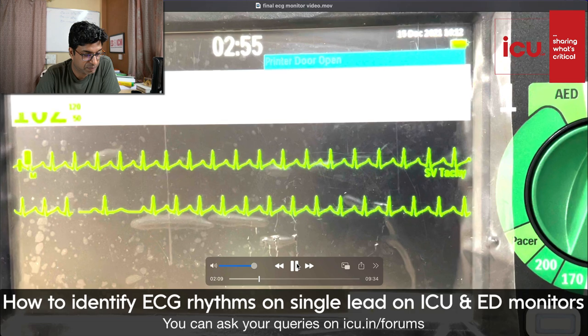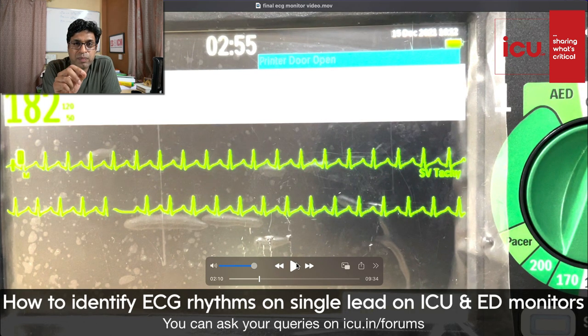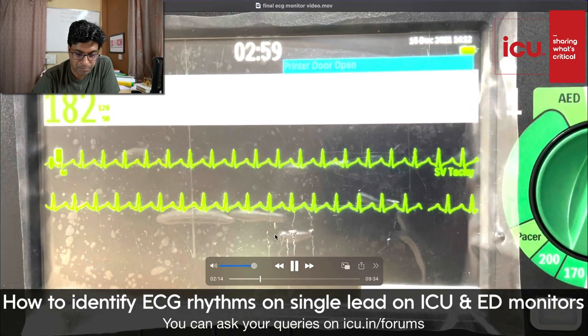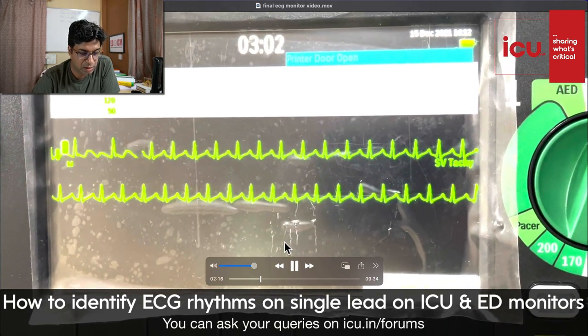Okay. One clue. Atrial tachycardia usually has a rate of less than 140 or 150. It doesn't go beyond that usually. If it is more than that, you should think of some other supraventricular tachycardias, like AVRT or AVNRT sort of things. Okay, so this is atrial tachycardia.